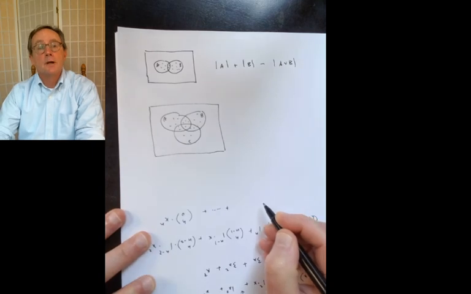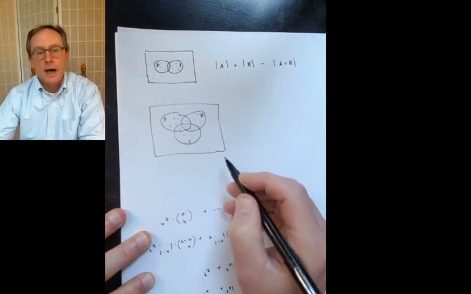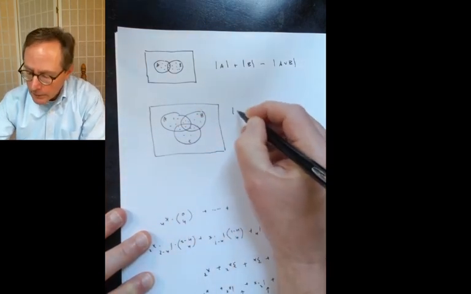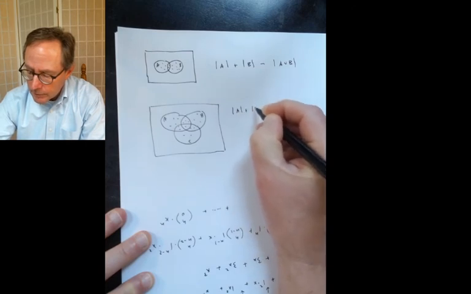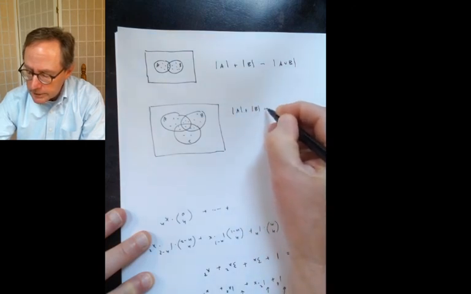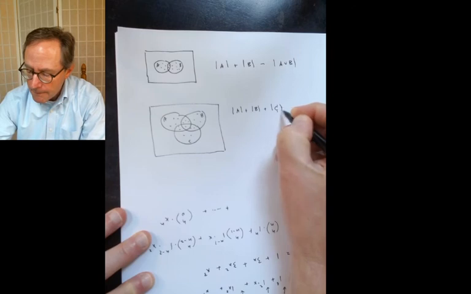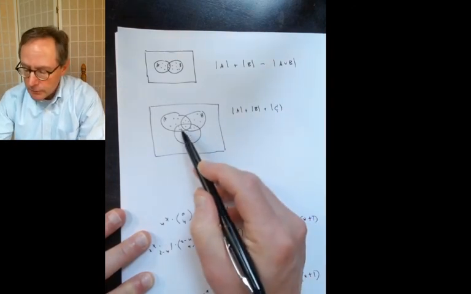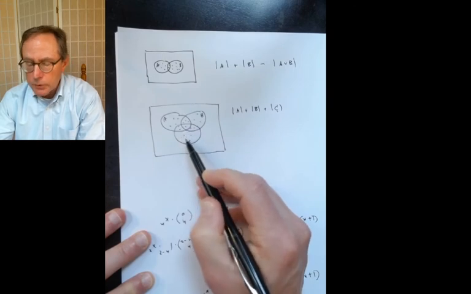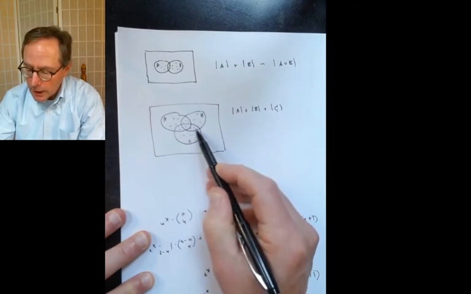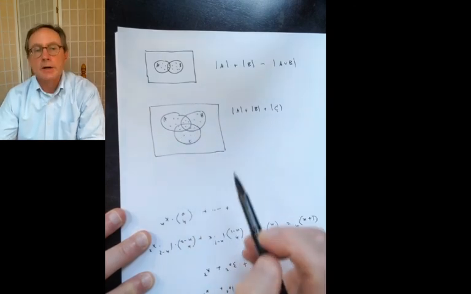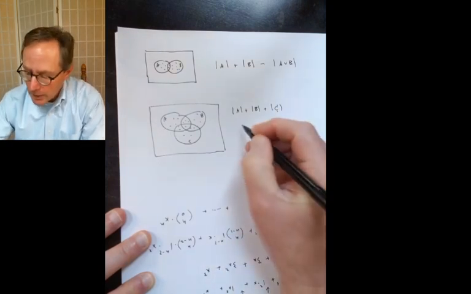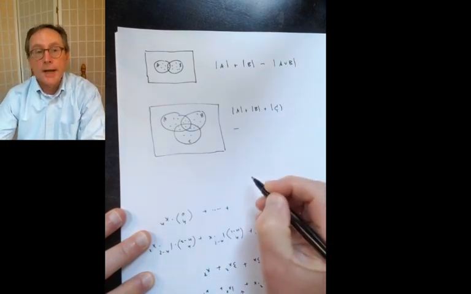Okay, I'm going to try to count the total number of dots. So I'll count the number of dots in A, and the number of dots in B, and the number of dots in C. But again, I've overcounted because some of the dots, for example, these 2 dots here got counted twice. These 2 dots here got counted twice. These 3 dots here got counted twice. So I'd better subtract away to make sure that I'm not double counting things.